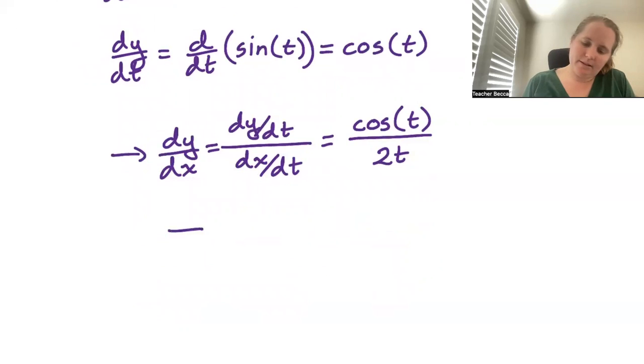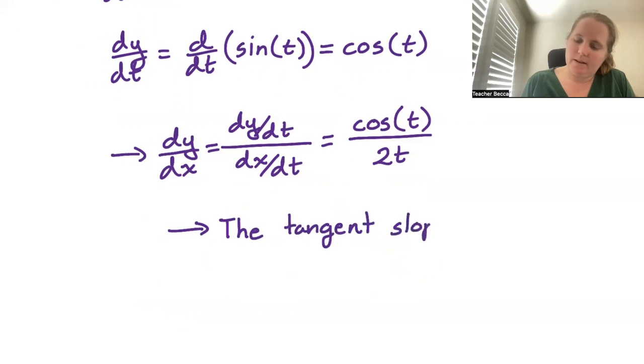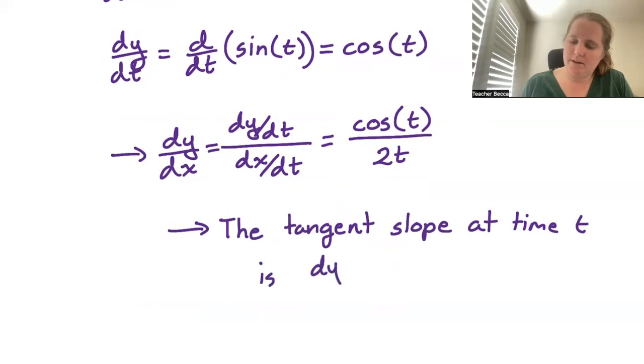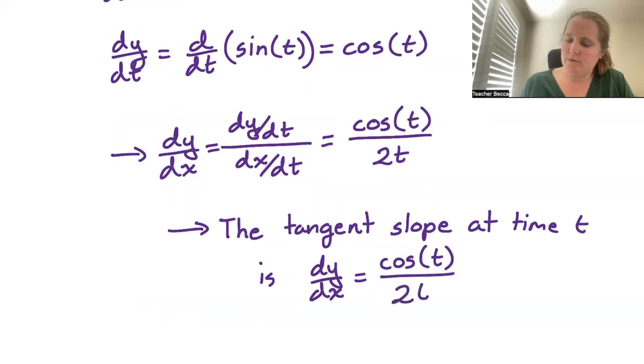So this means that the tangent slope at time t is dy dx equals cosine of t over 2t. So again, this is how we can go about finding tangent slope. In the next video, we will take a look at finding the equation of tangent lines and normal lines to a parametric curve.